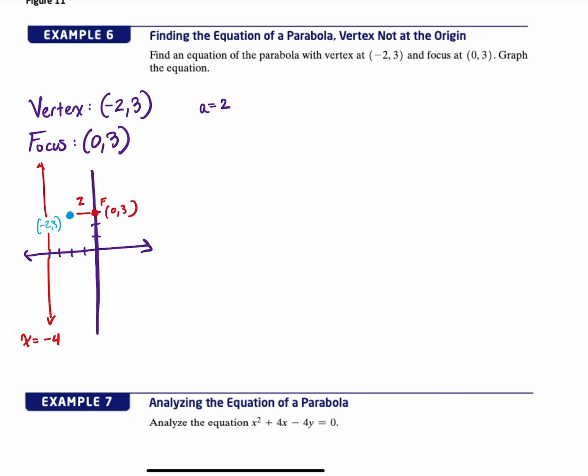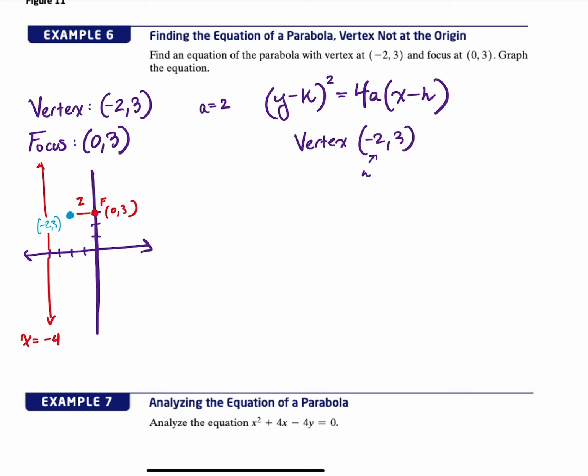So if we're opening to the right, we should follow the form where y is squared, but this time we have a vertex point. So y minus k squared should equal, an opening to the right would make this positive, 4 times a times x minus h. So let me just write this again. Our vertex is negative 2, 3. So that's our h, and 3 is our k. And our a value is positive 2.